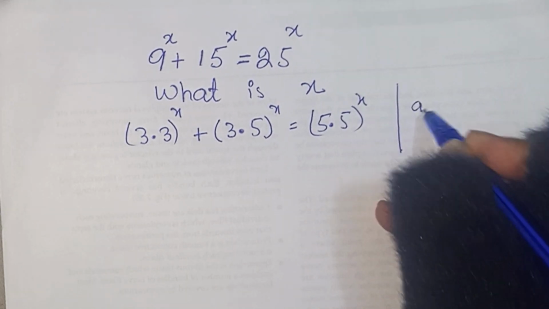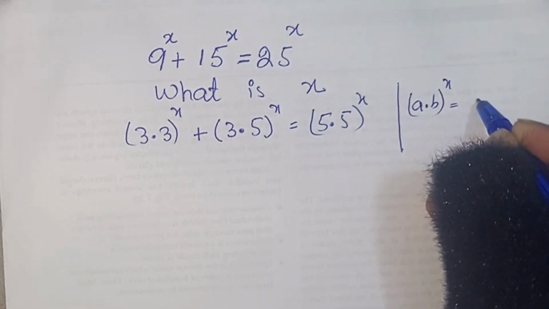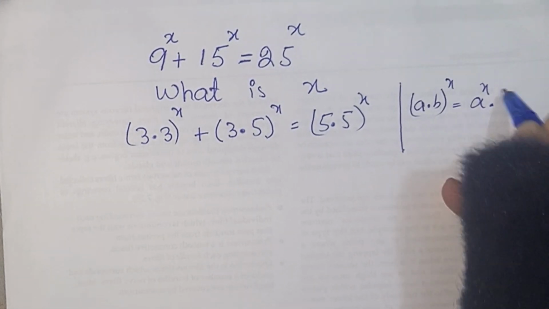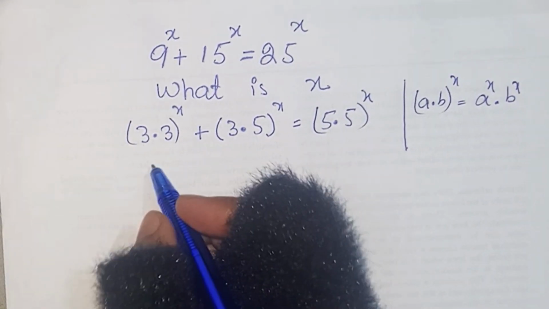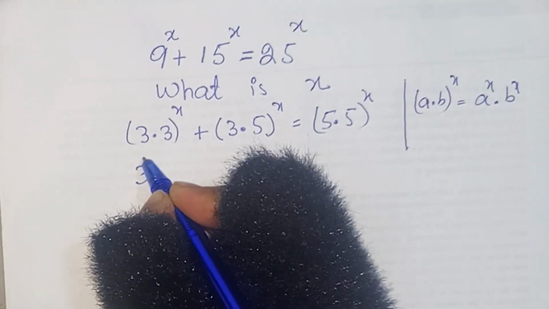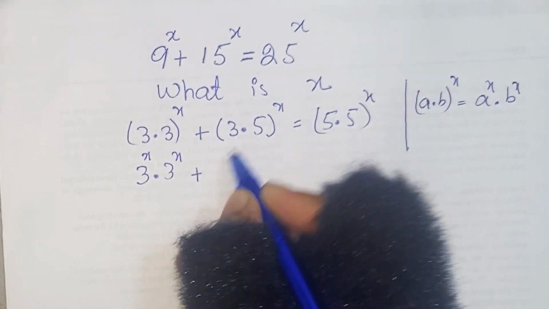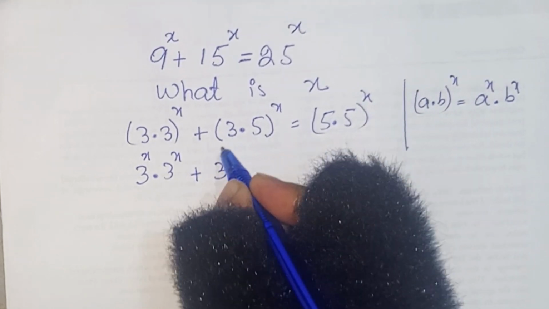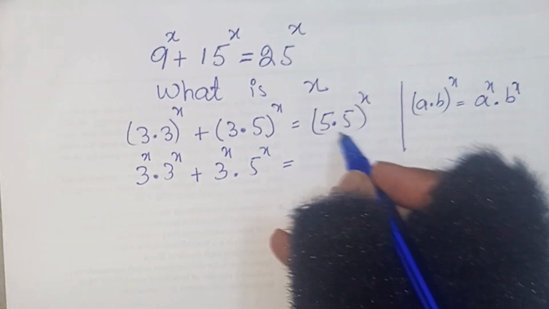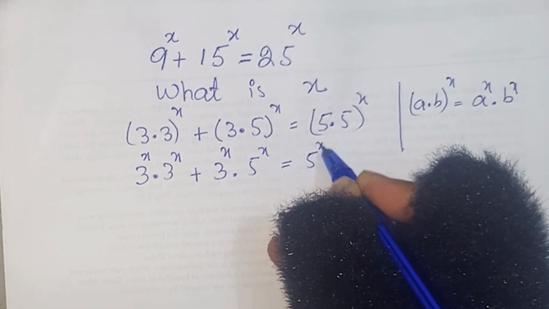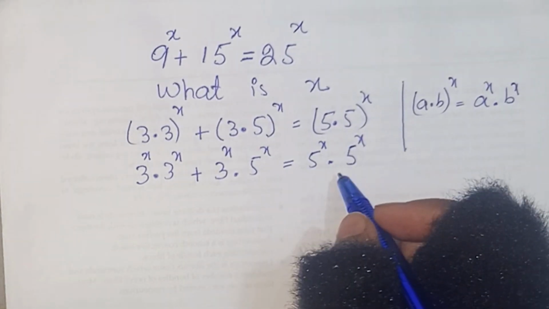We know that (a multiply b) raised to the power x is equal to a raised to the power x multiply b raised to the power x. So apply this identity on the first and then the second term. The first term becomes 3 raised to the power x multiply 3 raised to the power x, plus this term becomes 3 raised to the power x multiply 5 raised to the power x, equal to 5 raised to the power x multiply 5 raised to the power x. Now focus on this equation.